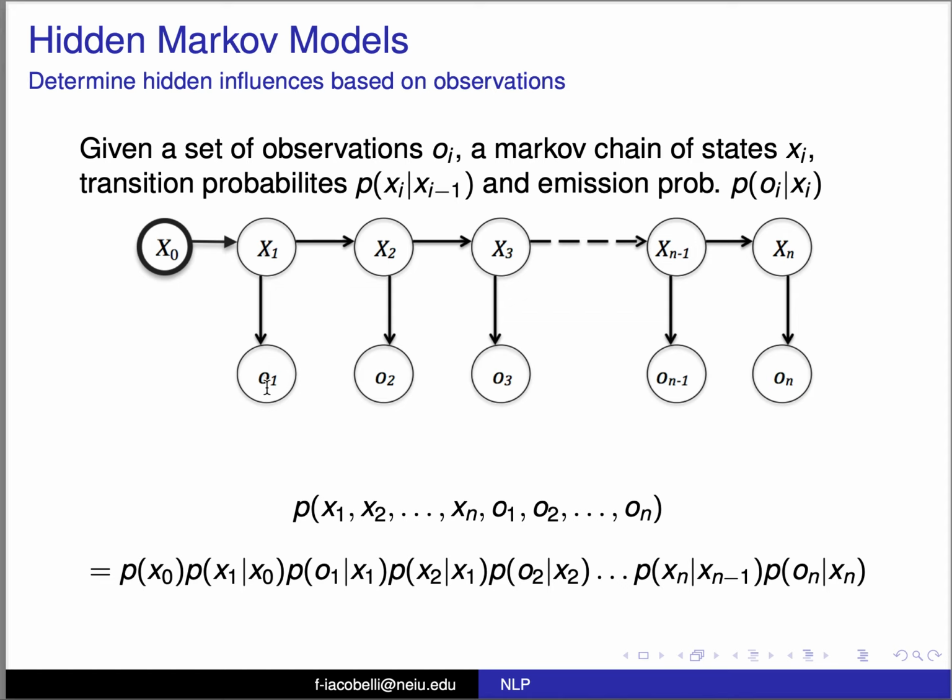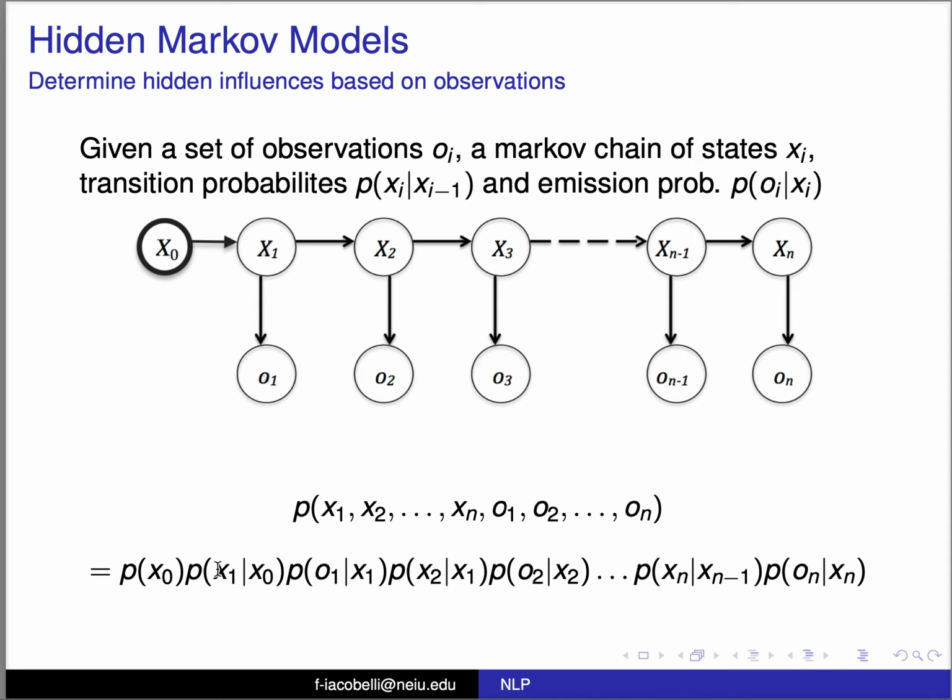So by looking at the observations, say, wag the tail, did not wag the tail, did not wag the tail, wag the tail, the idea would be to determine whether it was happy, angry, angry, happy, or happy, happy, angry, happy. We want to determine that sequence.